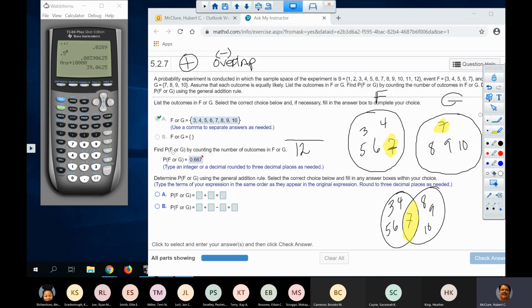I'm doing this problem right here. Okay? And how many are in F? It says 5. How many are in G? 4. Is there an overlap? 1, 7. There's the overlap.